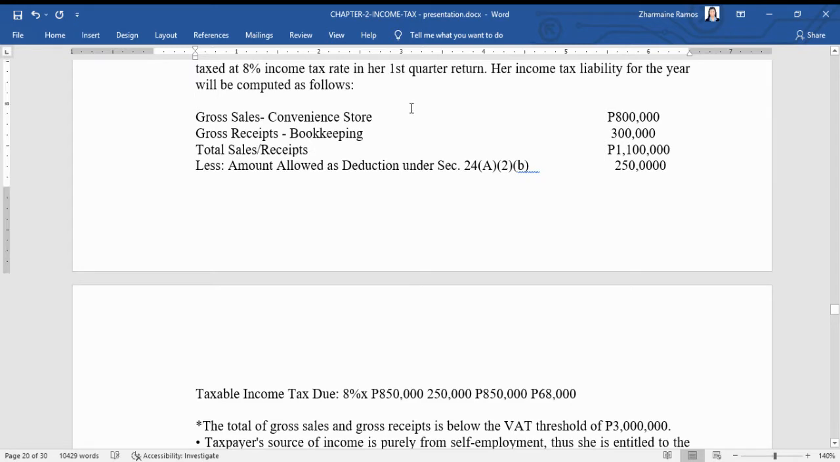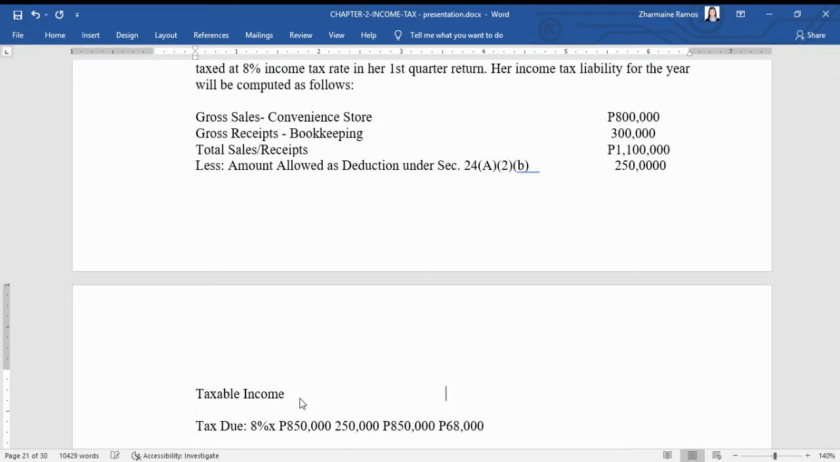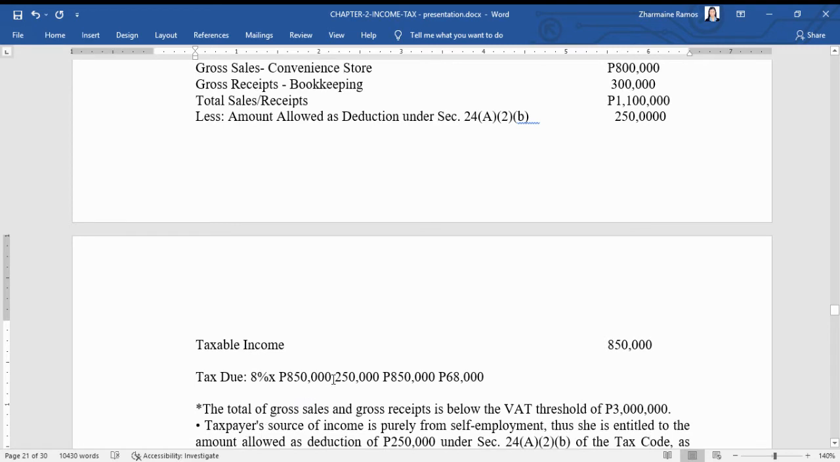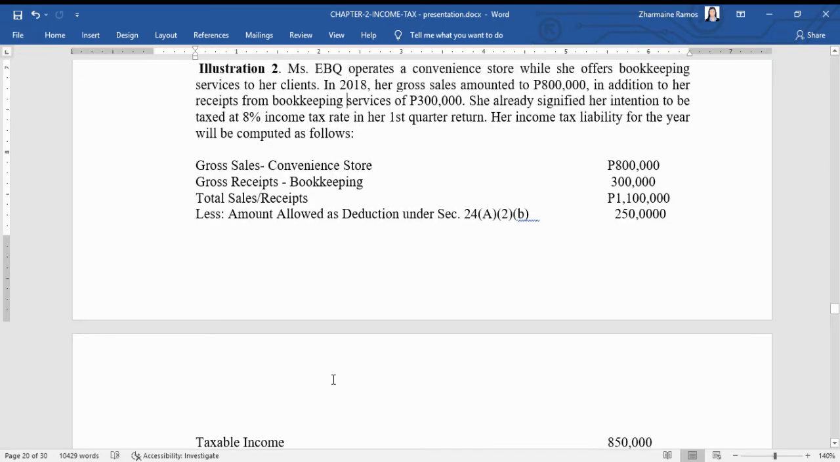So, ulit, gross sales, convenience store is 800,000 plus gross receipts, bookkeeping is 300,000. So, total sales or receipts mo is 1,100,000 less amount allowed as deduction under Section 24 of 250,000. So, ang taxable income mo is 850,000. 1,100,000 less 250,000. So, ang taxable income is 850,000. So, yung 850,000, yun lang yung pwede mo i-multiply sa 8% na tax rate na in-avail mo. So, ang sagot is 68,000 pesos. So, yan yung computation niya. Dahil 8% ang in-avail niya.